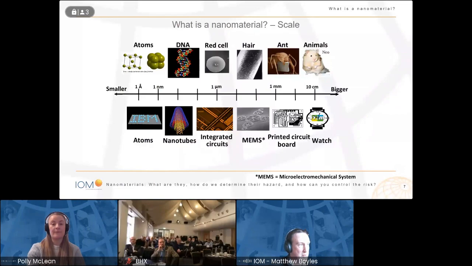Next slide, please, Polly. So nanomaterial, as you'd imagine from its name, is particularly small. If you go down this scale, you can go from insects of a few millimeters down to a human hair, which could be hundreds of micrometers in diameter, down to blood cells, which could be 1 micron, and then 1,000 times lower than this, you have a nanometer, and it's within this scale that nanomaterials lie.